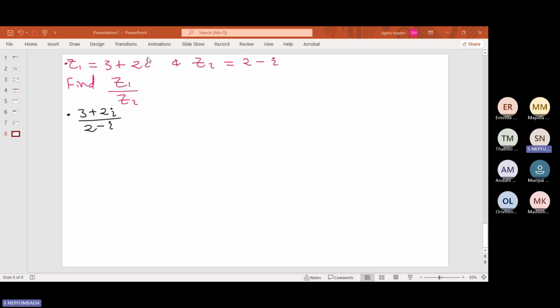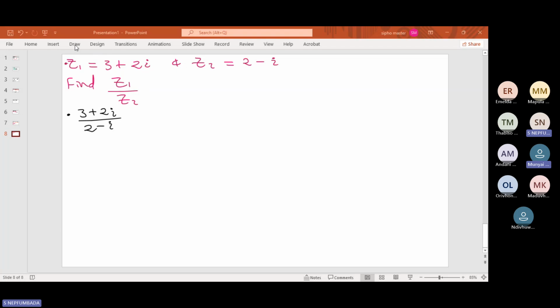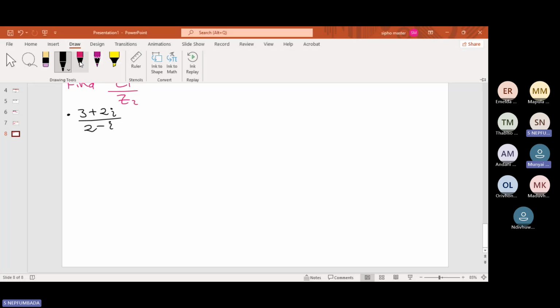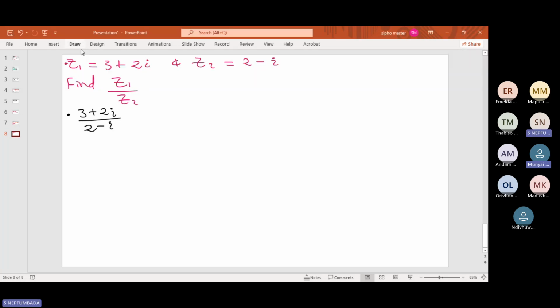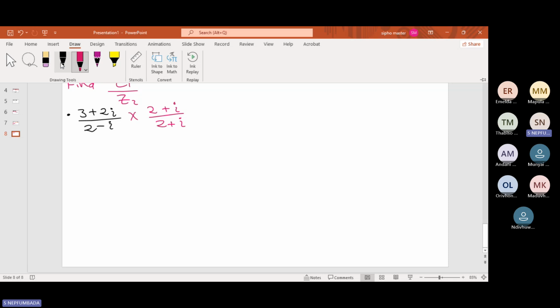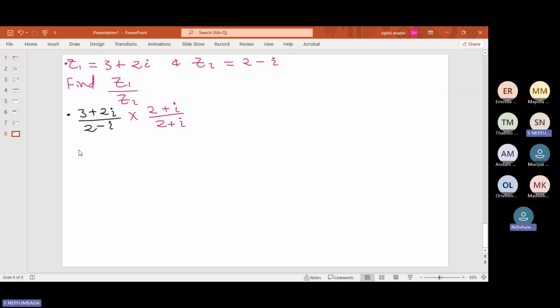So there we go. We multiply by the conjugate of the denominator always. It means we're going to multiply by 2 plus i divided by 2 plus i. Always we multiply by the conjugate of the denominator. Are we fine? Yes.